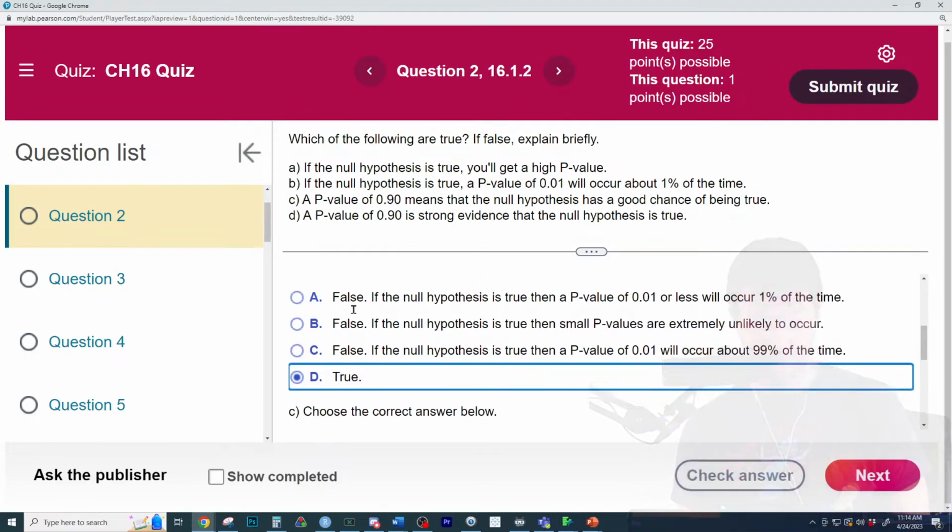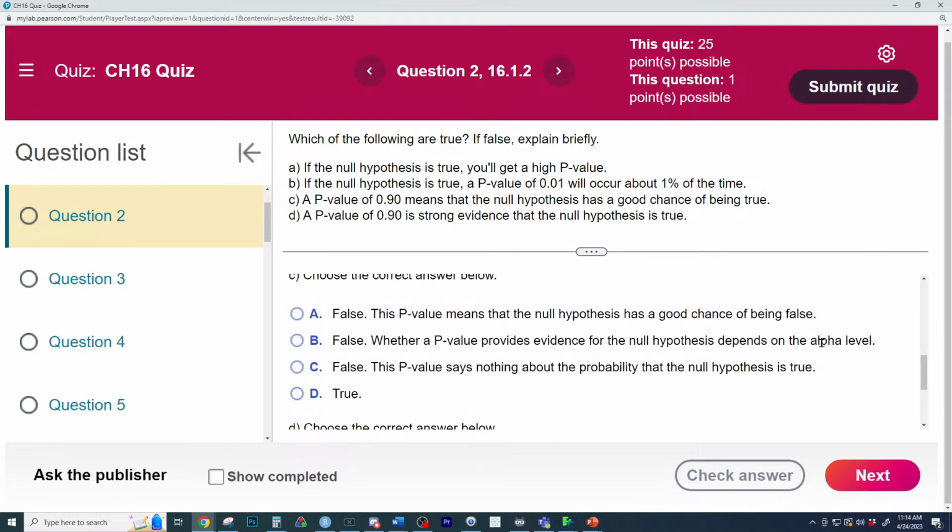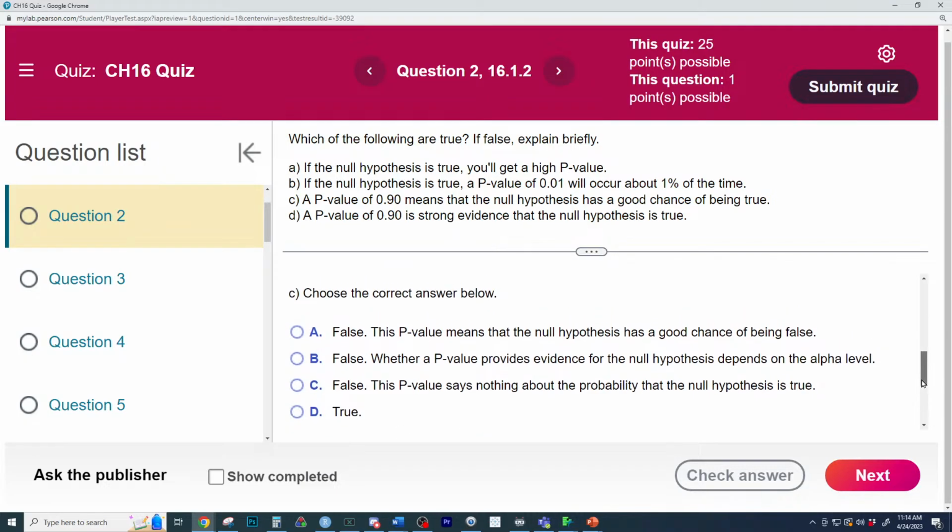Watch me get tricked by one. I'm not impervious to their tricks. I try to be, but sometimes they don't word it perfectly. A p-value of 0.90 means the null hypothesis has a good chance of being true.